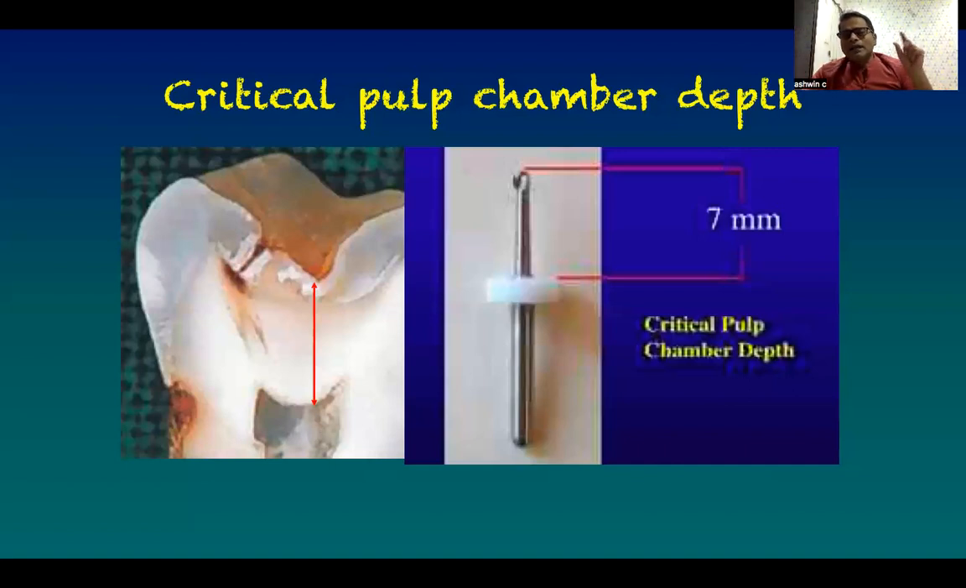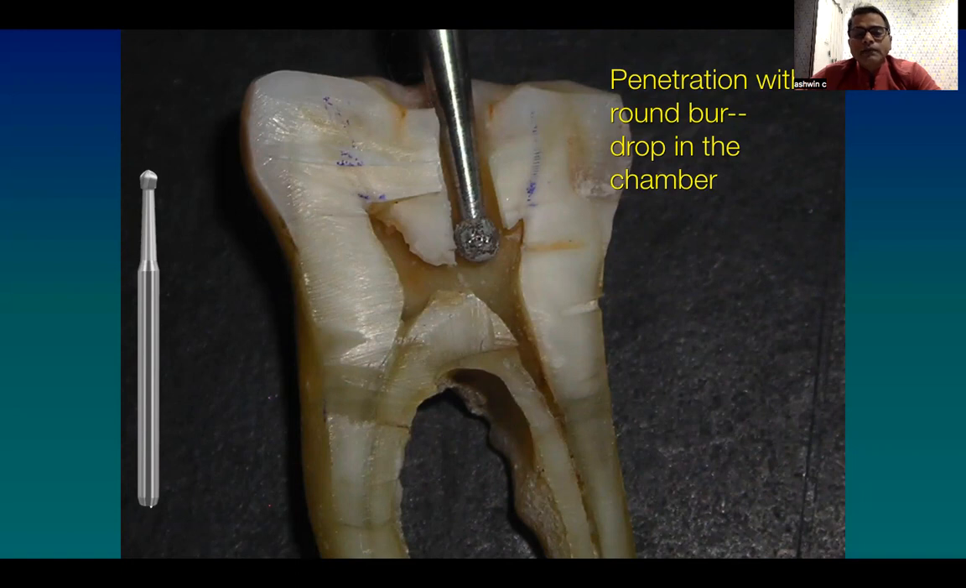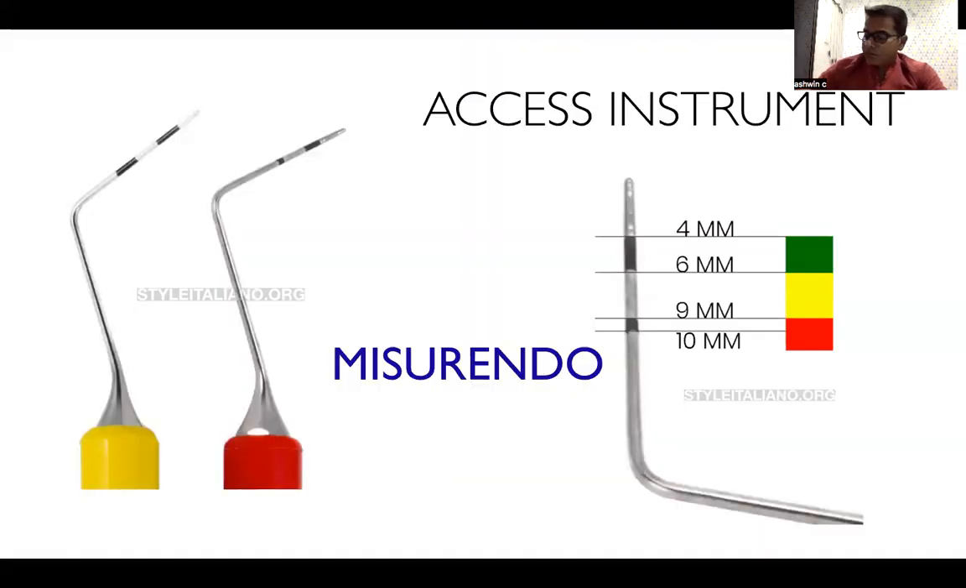So remember that the distance is not exactly 7 mm. Sometimes, if the tooth is attenuated, it might be just 5 mm. So the range is 5 to 7 mm. When you penetrate with the round burr, you get a drop in the pulp chamber. Once you get a drop, there is an instrument by Style Italiano called Misurendo. You don't need specific equipment for this. All of you have the Williams probe from periodontics, with markings on it. You can use that just to measure it.